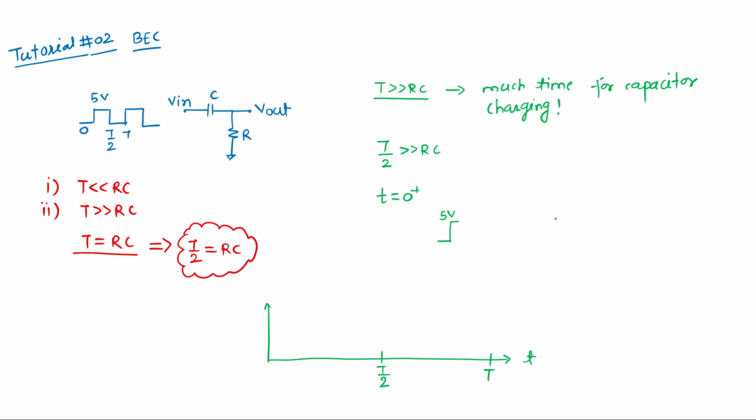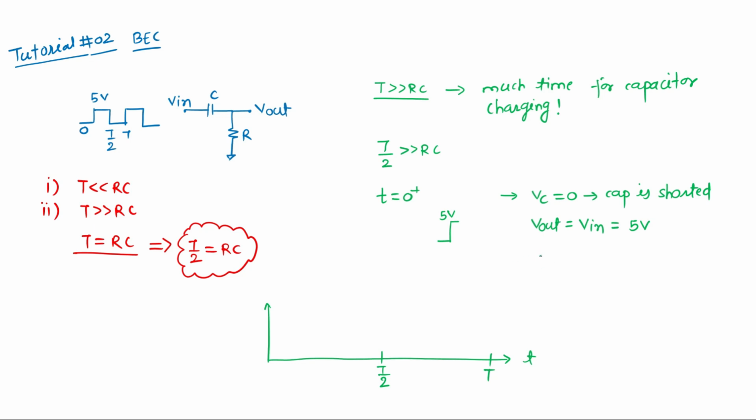So what will happen at T by 2? I can consider my capacitor is shorted, so VC is 0, as initially there is no charge on the capacitor. Simply, my V out is V in. This is the usual discussion, so it is nothing but 5 volt. My output is starting at 5 volt.